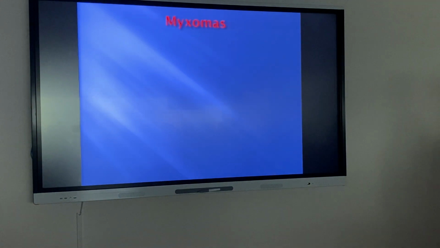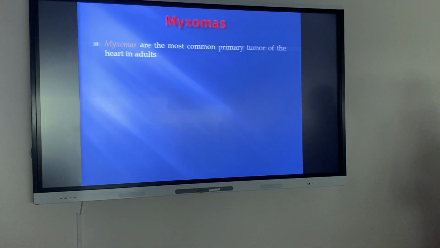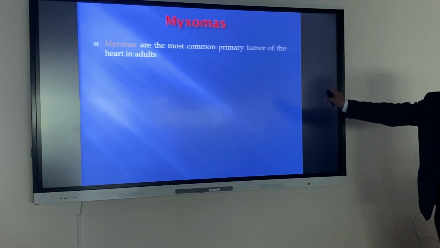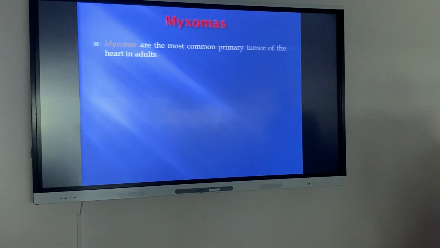So myxomas are the most common primary tumor of the heart in adults. Remember one thing: myxomas are present in adults, rhabdomyomas are present in children. So we have two different discriminations.